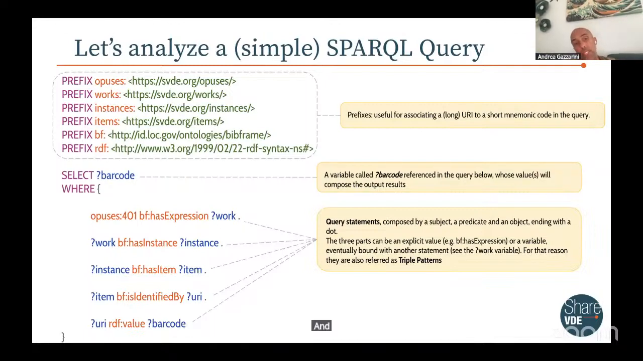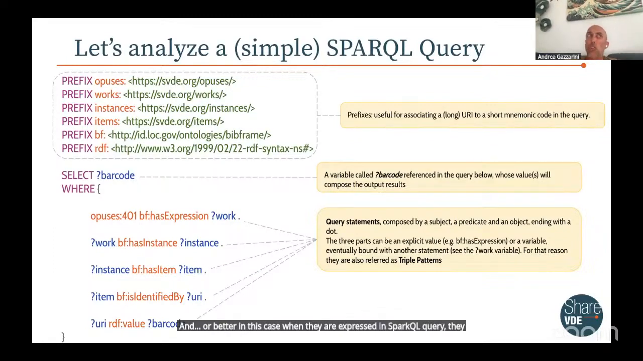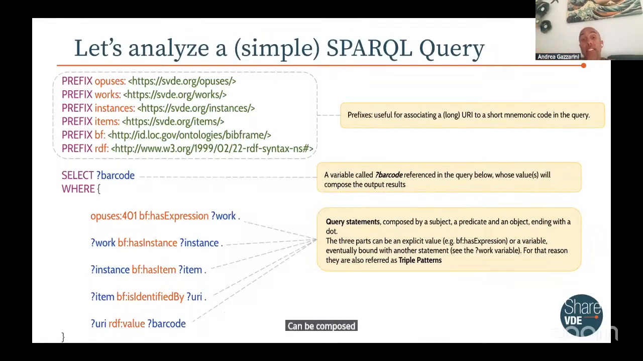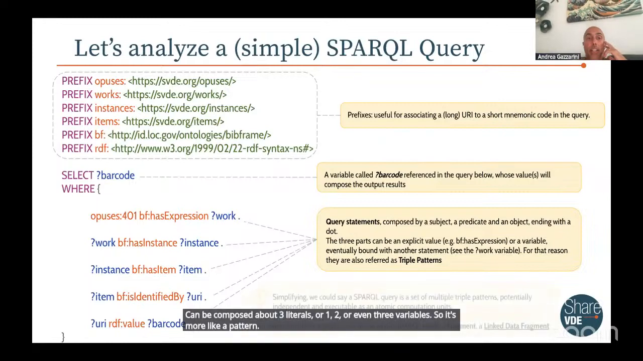Or better, in this case, when they are expressed in a SparkQL query, they are usually referred to as triple patterns, because the triple can be composed of three literals or one, two, or even three variables. So it's more like a pattern.